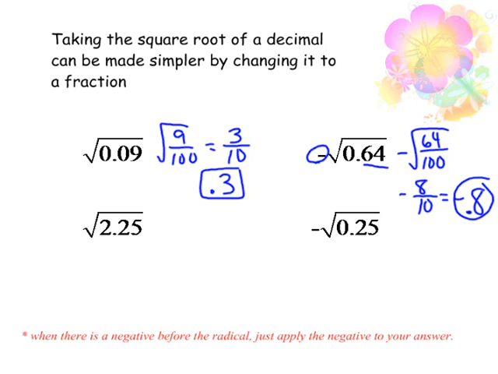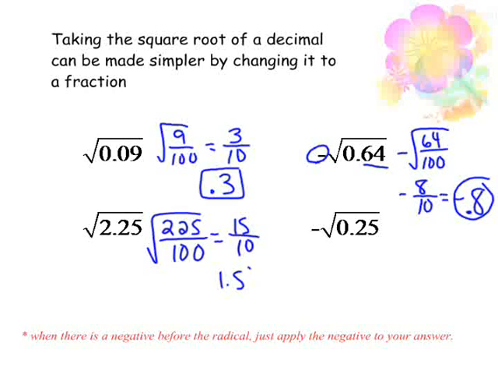For this next one, we have 2 and 25 hundredths, so we can say the square root of 225 hundredths, and go ahead and take the square root there. You can simplify first if you want, or go ahead. The square root of 225 is 15, and the square root of 100 is 10, so that's 15/10 or 1.5.